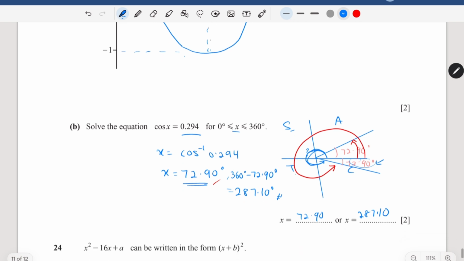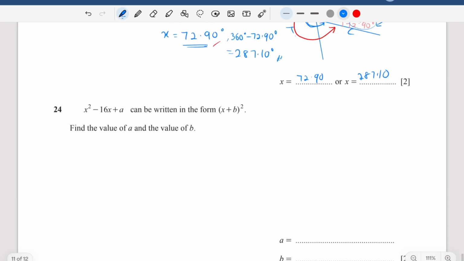Alright, done. Now let's go for question 24. x² minus 16x plus a can be written in the form (x plus b)². Find the value of a and b. It can be written in the form (x plus b)², which means that your factors are only one, which is negative b. So if your factors are negative b, a is negative b times negative b. And negative 16 is negative b plus negative b equals negative 16.